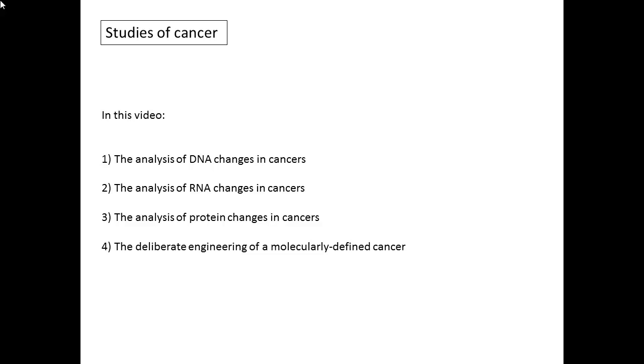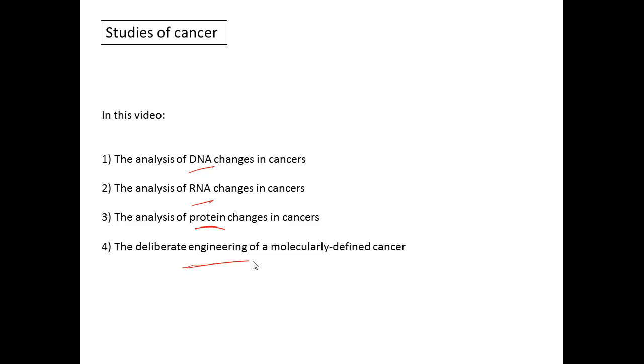Hi there. In this video, we will look at different ways that people study cancers, emphasizing techniques which we've just been studying about. We'll look in turn at the way people analyze DNA in cancers, RNA in cancers, and proteins in cancers. And we'll end with a landmark study, again from the Weinberg lab, where a cancer cell was deliberately engineered from a regular cell.